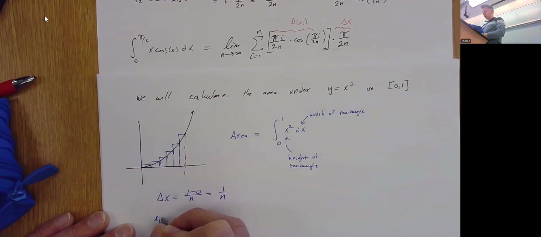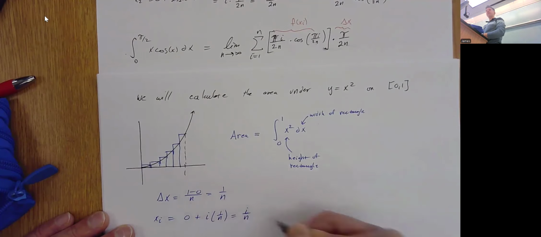Our x sub I is 0 plus I times 1 over n, which I would just write as I over n. And our f of x sub I is going to be x sub I squared, which is I over n squared, or I squared over n squared.